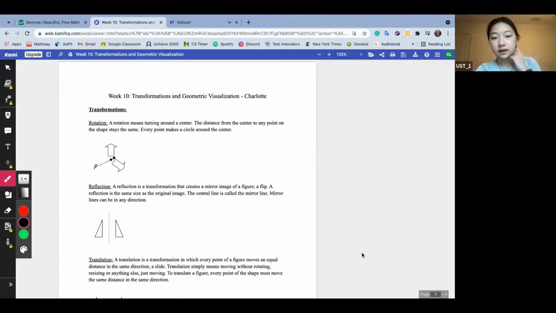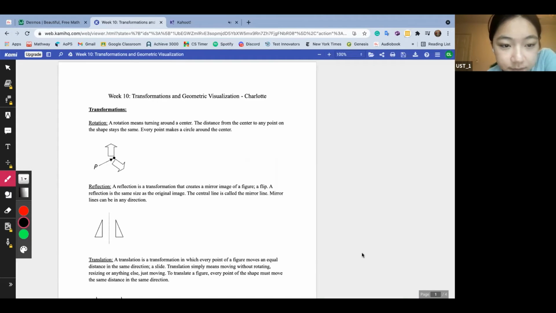Okay, so I'm going to start. This week's topic is transformation and geometric visualization. So let me share my screen. Okay, so first I want to go over a few types of transformations.